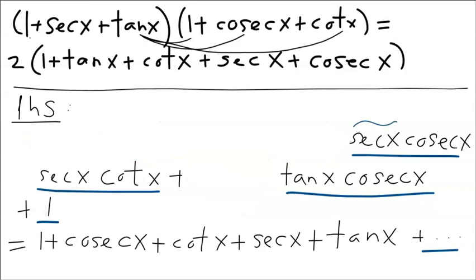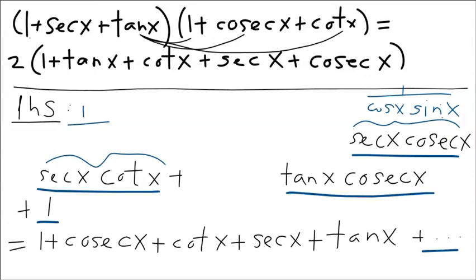So what is this first term here? Secant x cosecant x. You can simply write it as 1 over cosine x sine x. Now, what about this term here? That term is simply 1 over cosine x times cosine x over sine x. Secant x is 1 over cosine x. Cotangent x is cosine x over sine x.